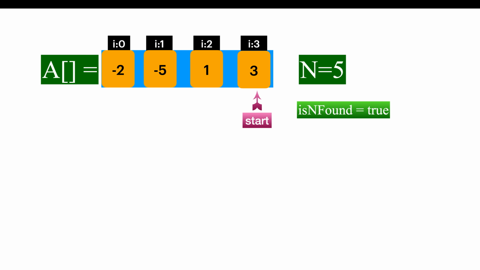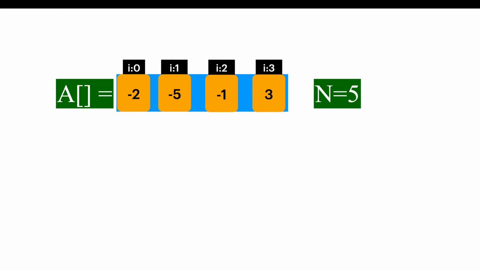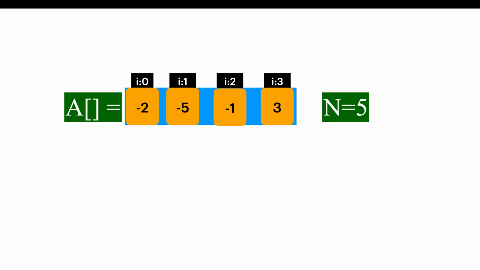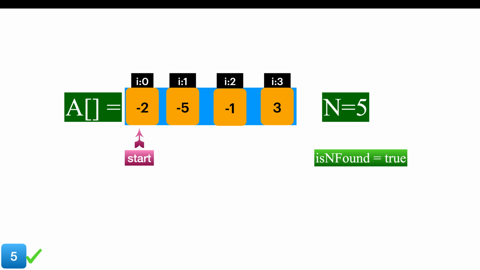Now let's move on to index 3. We have element 3. So we can hash with index 2, update the sign. So now we are done with hashing of all the elements with the corresponding index. Now let's iterate through it. First we check isNFound because we maintained the flag for it. As n is found, 5 is present. Now let's move on to the starting index.